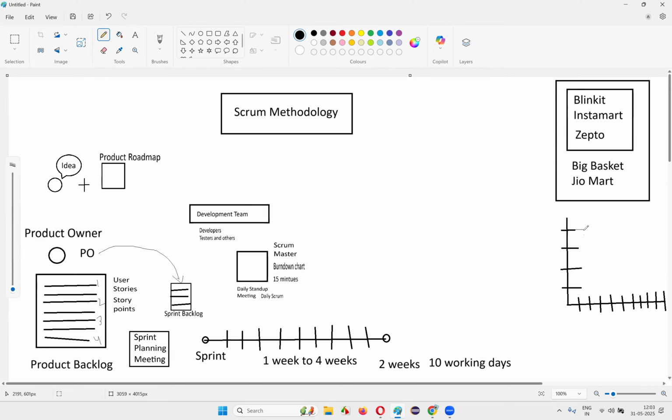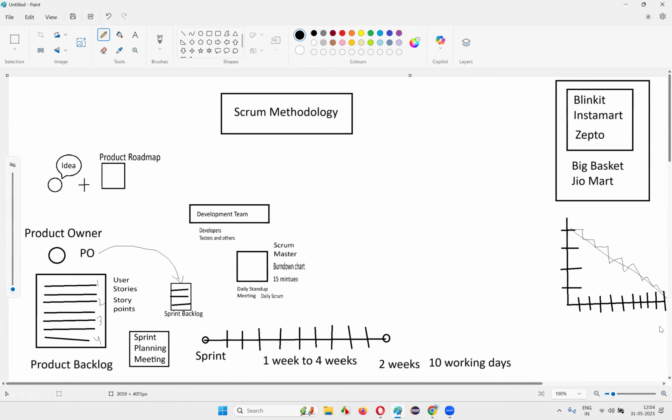So as the number of days goes on, the work will be completed like this, right? Ideally, it should be like this. So this line, the Scrum Master can see this ideal line.